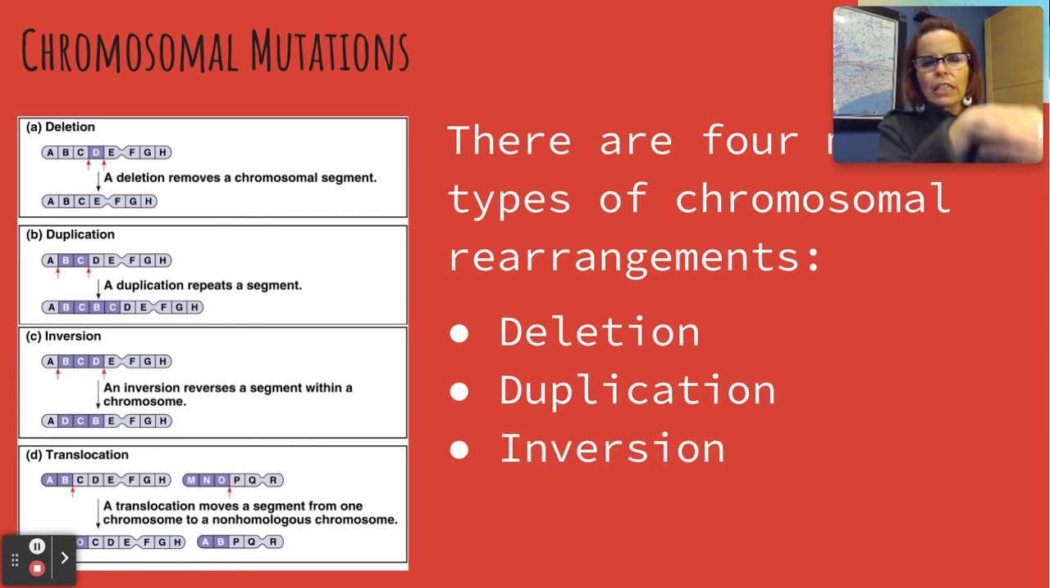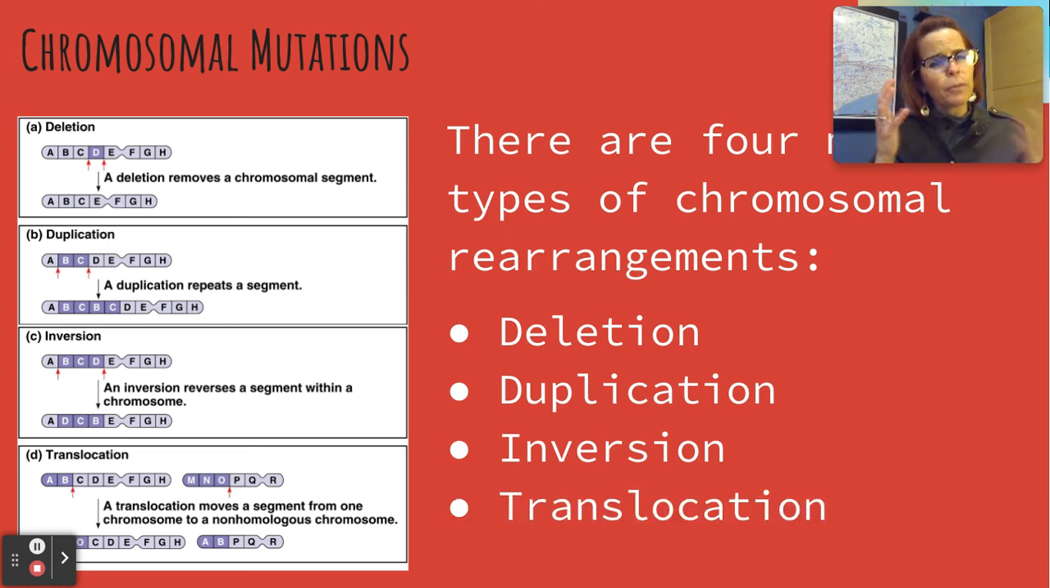Inversion, it's a good word. It just means inverted. It flipped over. So look at how it's backwards. In the original chromosome, it's B, C, D, and now it flips over. And now in the second chromosome, it is D, C, B. It's in the wrong order. That's an inversion. And then the last one that we're going to talk about is called translocation.